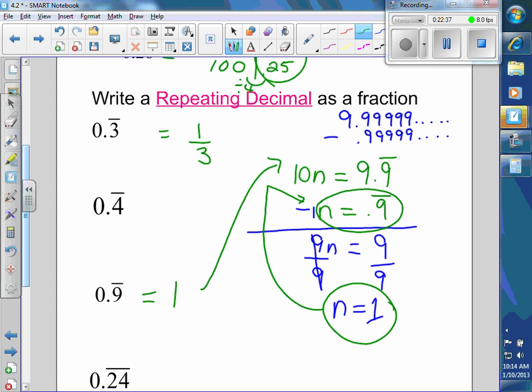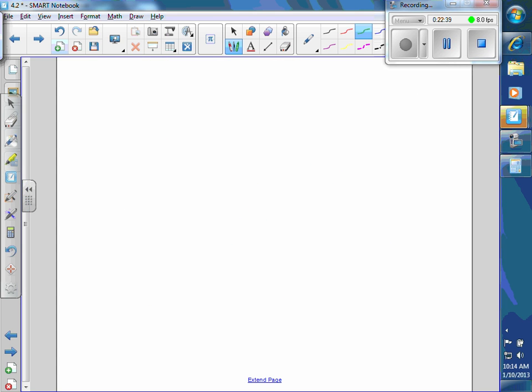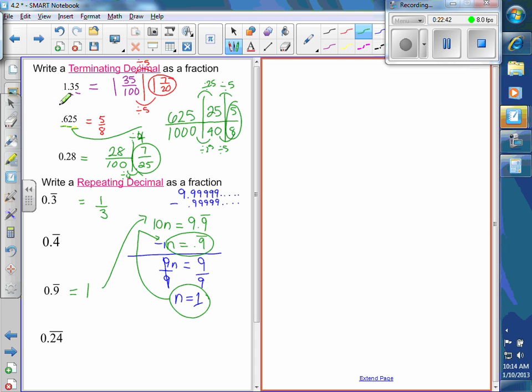Okay. One more. So, look at this. You can use that technique to change any of these, and you should. So if I wanted to figure out what 0.4 repeating is, I'll let n be equal to 0.4 repeating. I'm going to do the same technique. I multiply both sides by 10. So I have 10n. What's that equal to? 4.4 repeating, right?